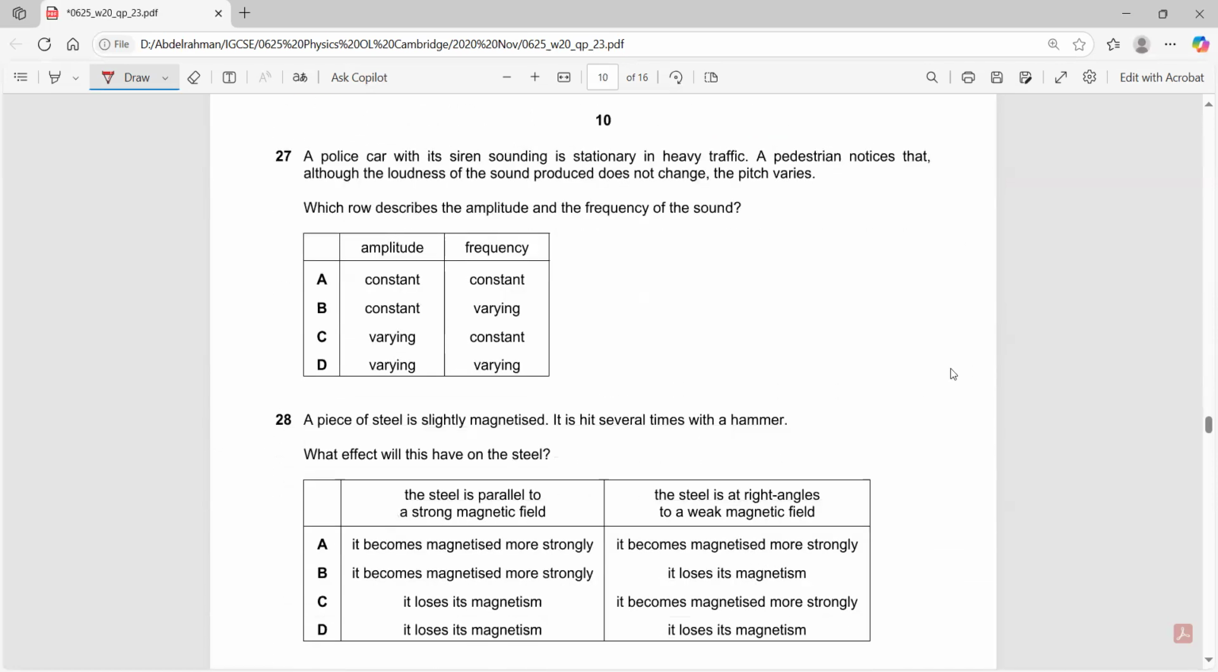A police car with its siren sounding is stationary in heavy traffic. A pedestrian notices that although the loudness does not change, pitch varies. What happens to the amplitude and the frequency? So if the loudness does not change, then the amplitude is constant. If the pitch is varying, then the frequency is also varying.